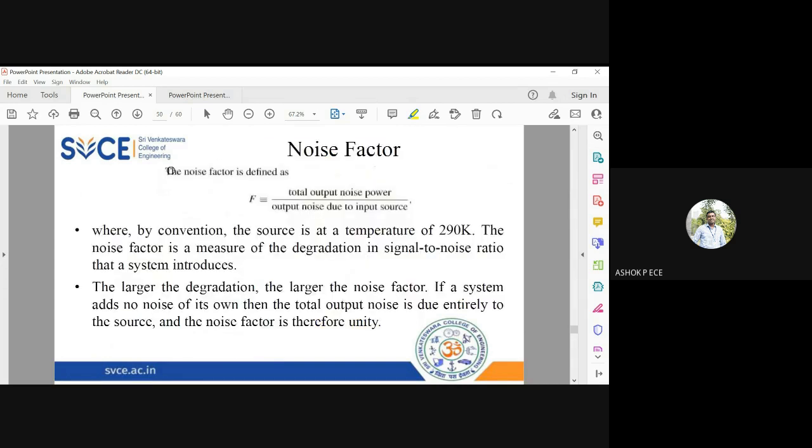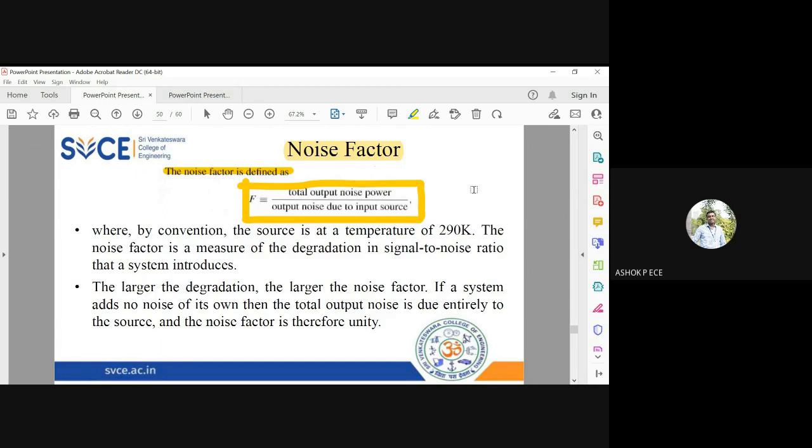So noise factor is defined as this formula. Total output noise power divided by the total noise due to input source. So this is given by noise factor. The noise factor is different from noise figure, so don't get confused. Noise factor is relating to the total noise power. So now output, what all total noise I'm going to measure, and inputs, what all noises I'm going to inject. So that ratio is going to be F.